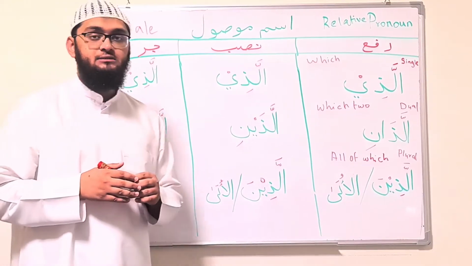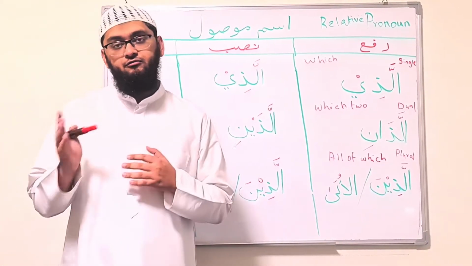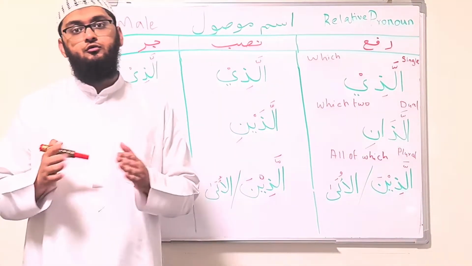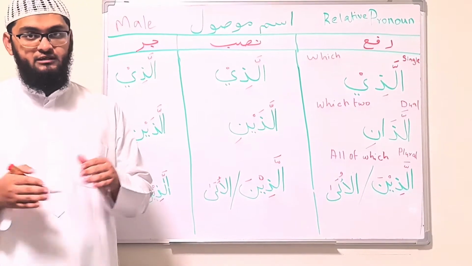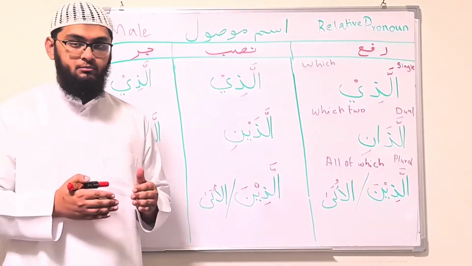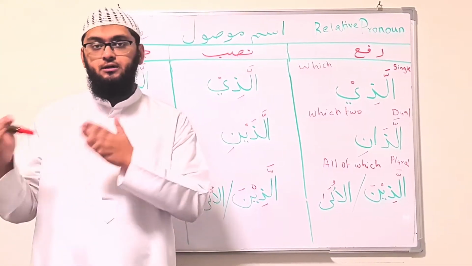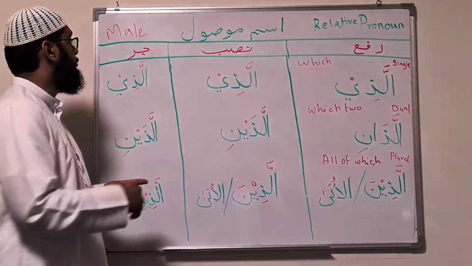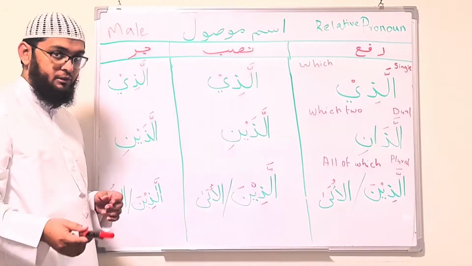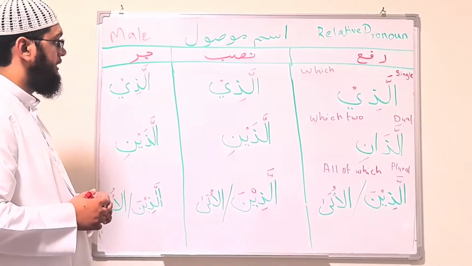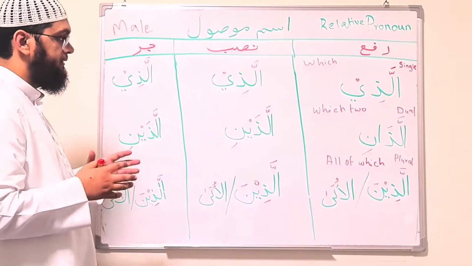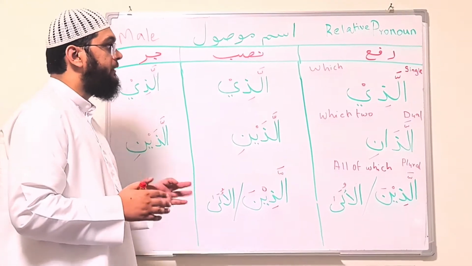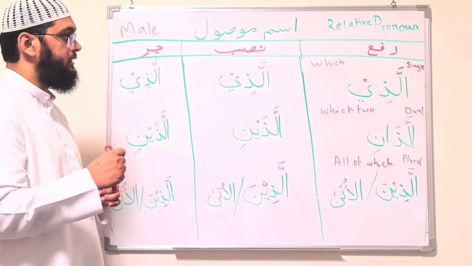So like ism ishara, they are male and they are female. Ism ishara for male, ism ishara for female. And then we divide it into ism ishara qareeb, that means near, and ism ishara ba'id, that's far. Here also we will divide into male and then female, right? So I have gathered some of the basic ism mawsool that I use for males.